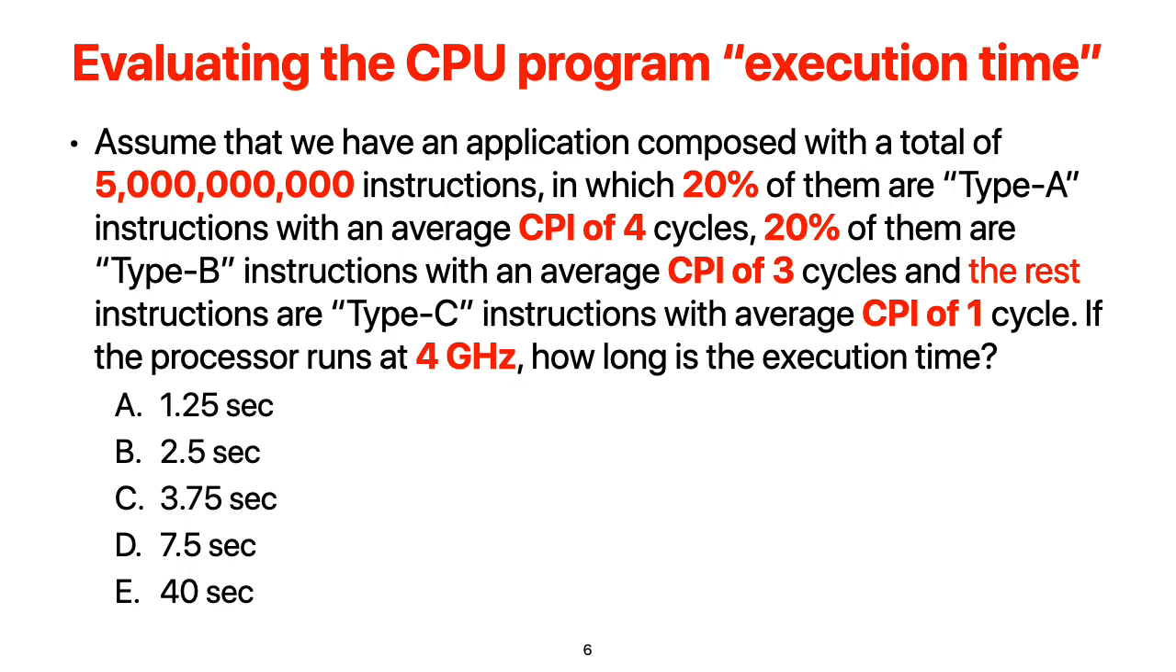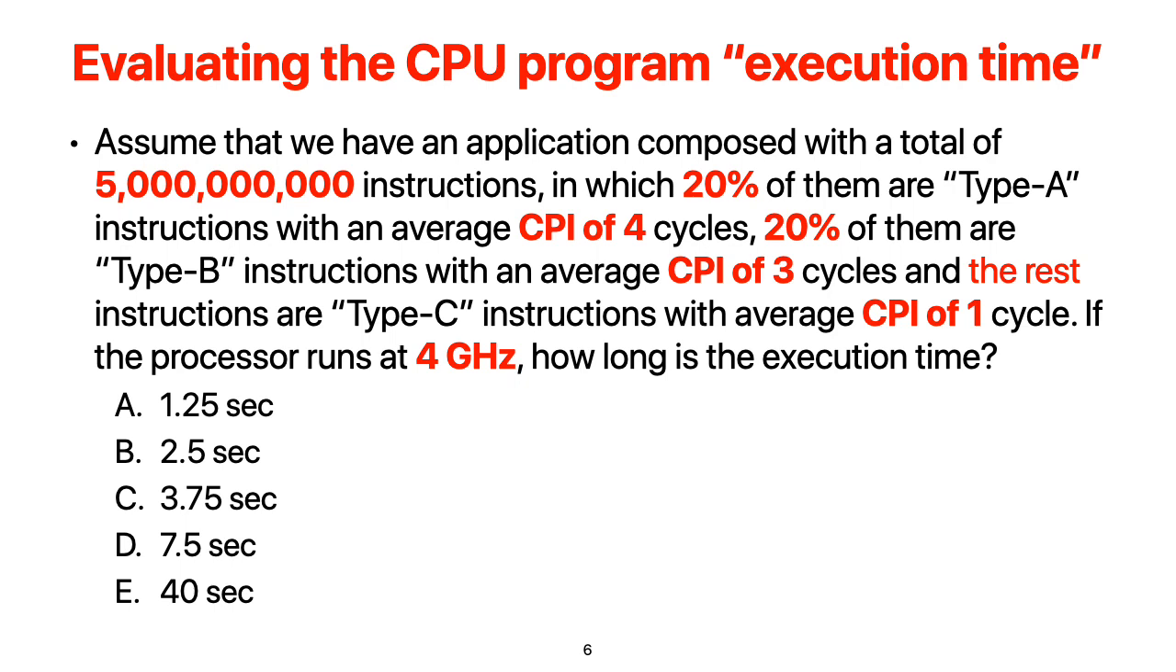So if we want to evaluate the runtime of a CPU program, it depends on how many instructions it needs, how many instructions of each type, the cycles per instruction for each different type of instruction, and the cycle time of your processor.